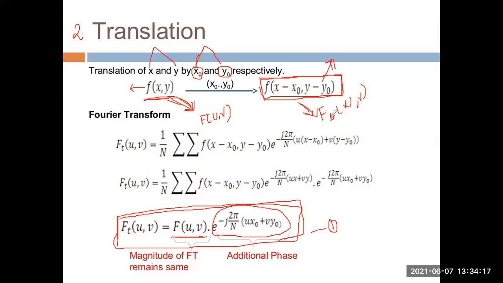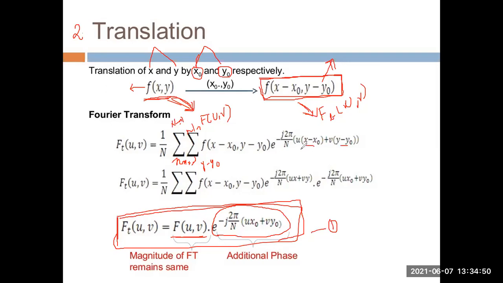Now, if I want to find F of t, u, v, the same formula: 1 upon n, summation over x dash minus x0, equal to 0 to n minus 1. This is the translated image. Similarly, y dash minus y0 ranges from 0 to n minus 1. Now this is f of x, y, e to the power of minus j 2 pi upon n times u of x and y. Now x and y are changed to x dash minus x0, y dash minus y0.